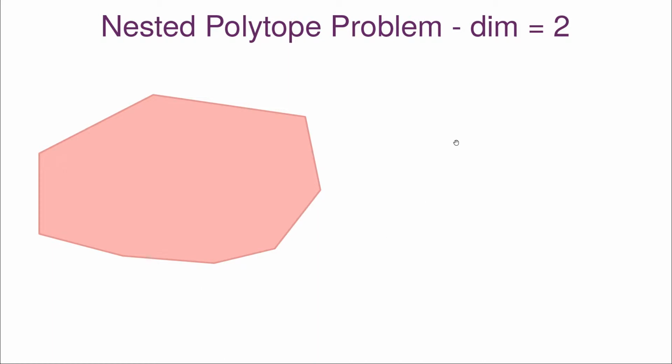Here I give an example in dimension 2. We're given an outer polytope here in red, an inner polytope here in blue, and a number 5, and we want to know whether there exists a polytope. A 2-dimensional polytope is the same as a polygon with 5 vertices. The green polygon is such a polygon with 5 vertices, which has 2 properties. First, it contains the blue one, and it is contained in the red one. So this is the nested polytope problem.